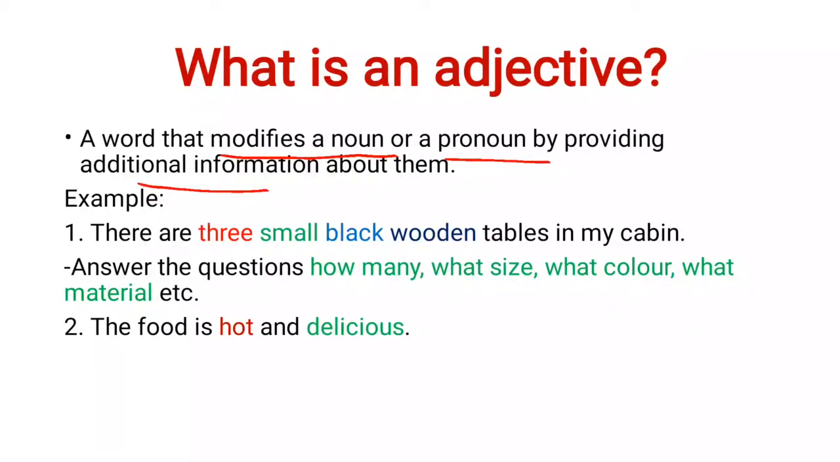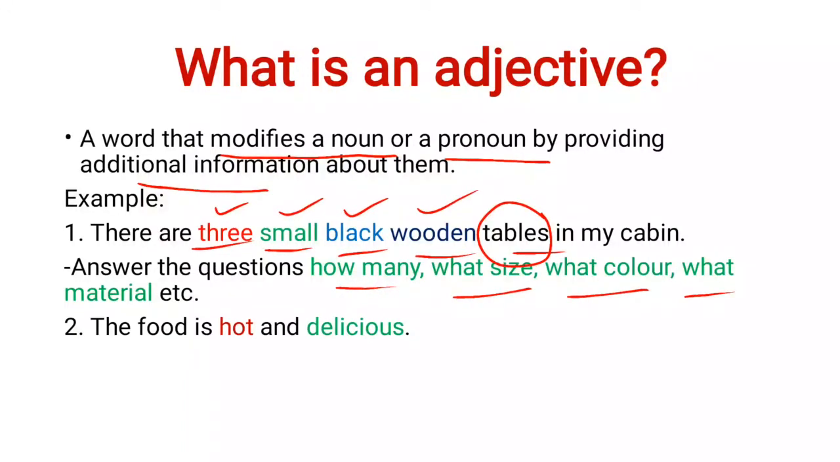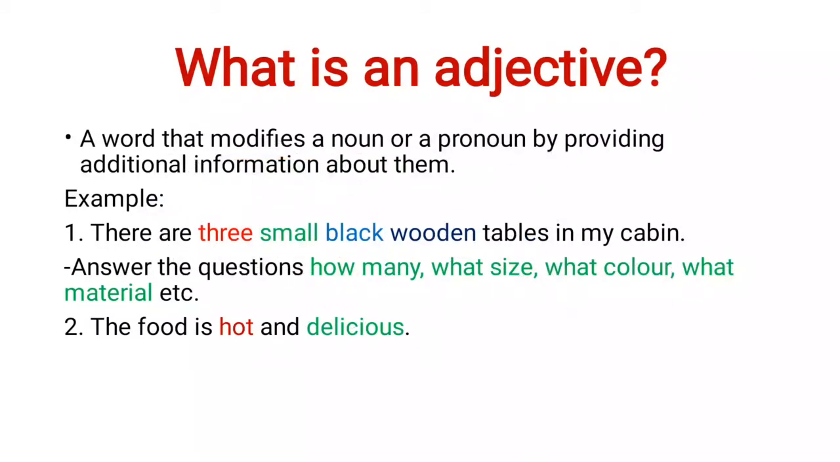If we look at this example here, you will notice there are 3 small black wooden tables in my cabin. In this sentence, the noun table has been modified by the words 3, small, black and wooden. So these adjectives answer the questions how many, what size, what color and what material. So what we have noticed here is that in this example, the adjectives are appearing before the noun. This is our noun and all these adjectives are appearing before it.